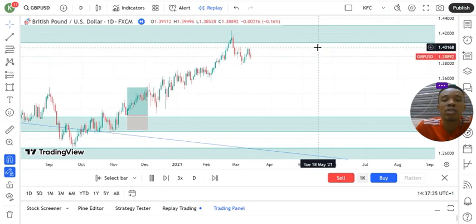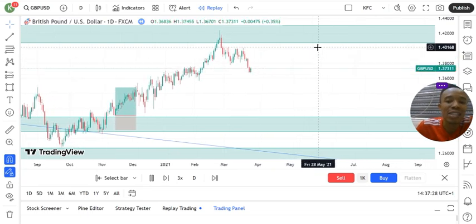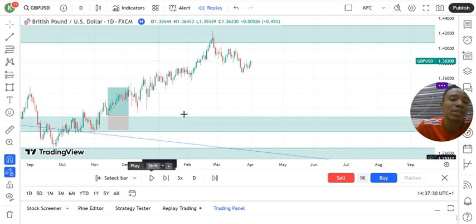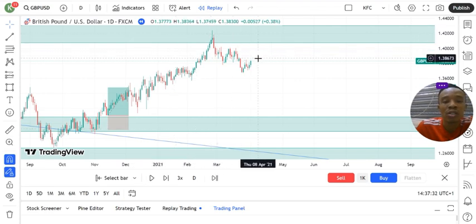What did you see? Did you see price changing direction? That's the power of liquidity. So that's it. That's my entry. That's the power of liquidity.